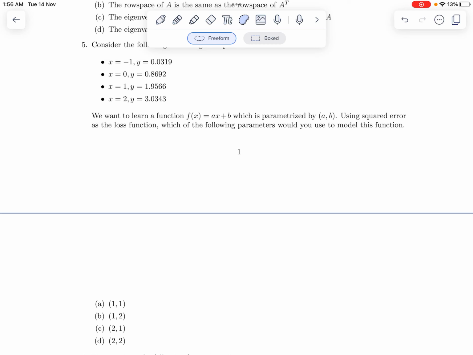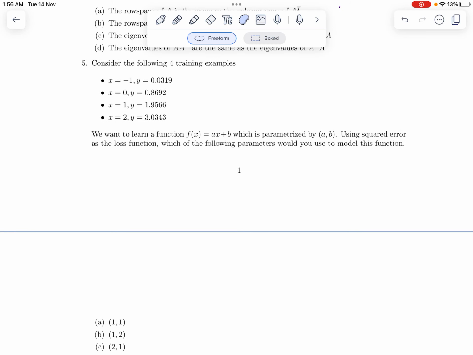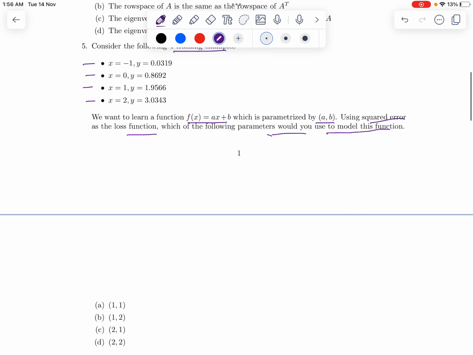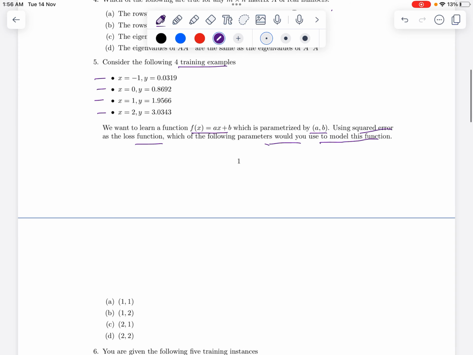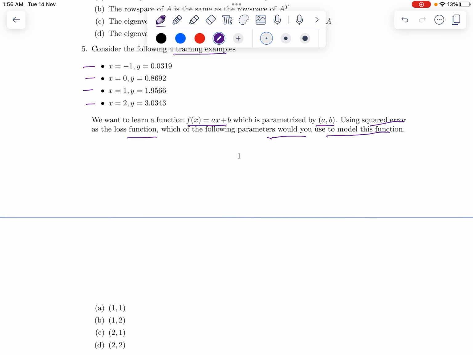Okay, let's look at question number 5. You are given the training examples, 4 training examples, that is 1, 2, 3 and 4. We want to learn the function f(x) = ax + b, which is parameterized by a and b, using squared error as the loss function. Which of the following parameters would you use to model this function? So the overall question is asking to find the values of a and b that will best fit this given training set. In the question it is asking to use the squared error function.